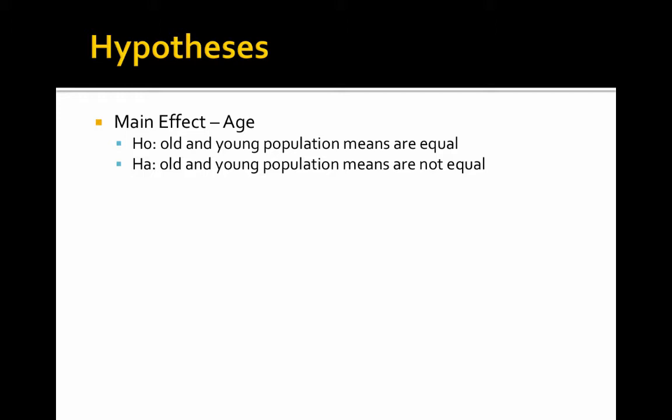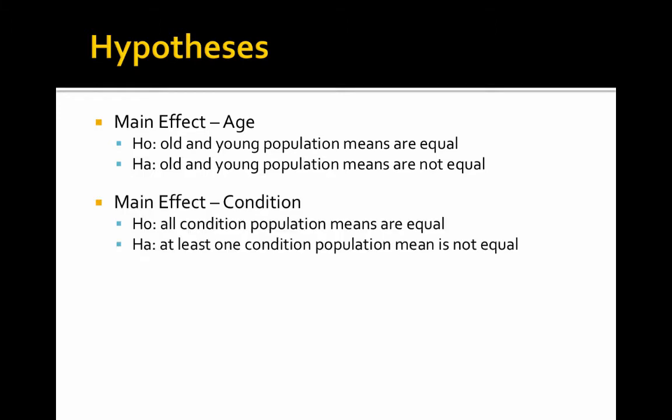We also have a different main effect based on condition. That's what exercise were they asked to do. So here the null hypothesis would be it doesn't matter what they're asked to do, all the populations are equal, so it doesn't matter if you're doing a rhyming exercise or an imagery exercise, it's not going to have any impact on how well you remember things. And the alternative hypothesis is that at least one condition population mean is not equal.